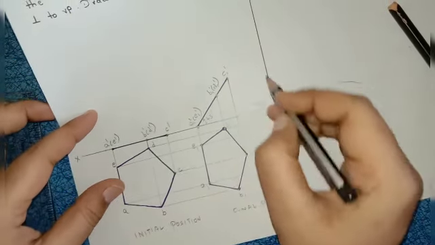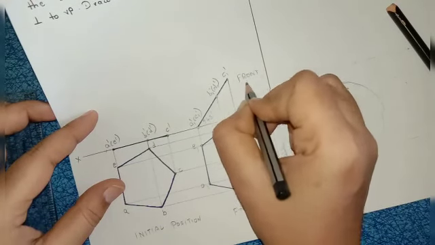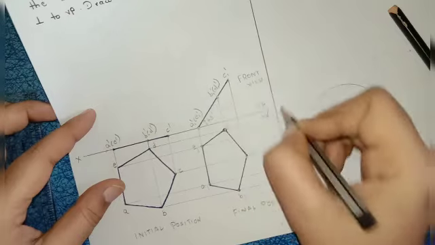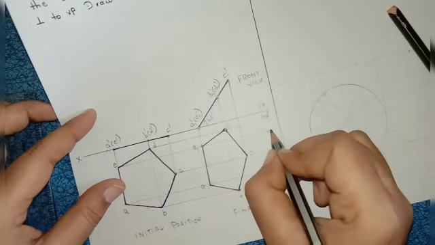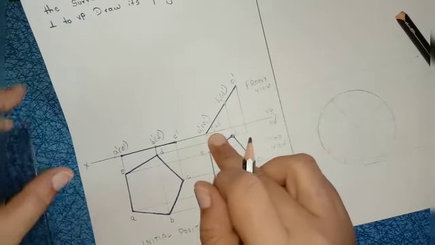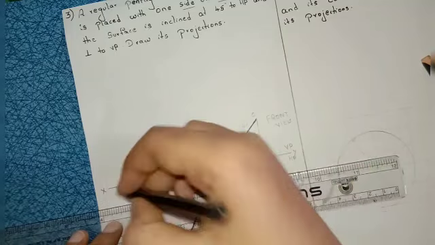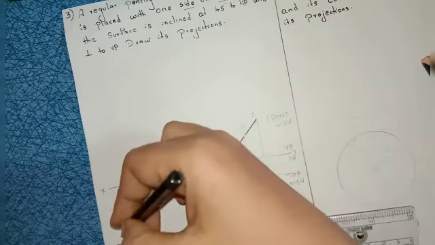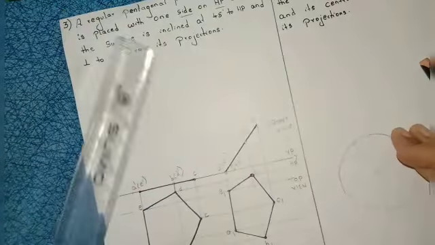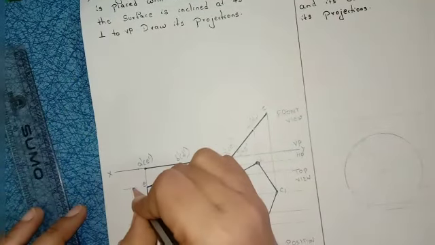Above the reference line you should write front view. Below the reference line you should write top view. So the angle is 45 degrees. I should mark the length of the pentagon. In this question they mentioned the length of the pentagon is 25 mm, so I am taking here 25 mm.